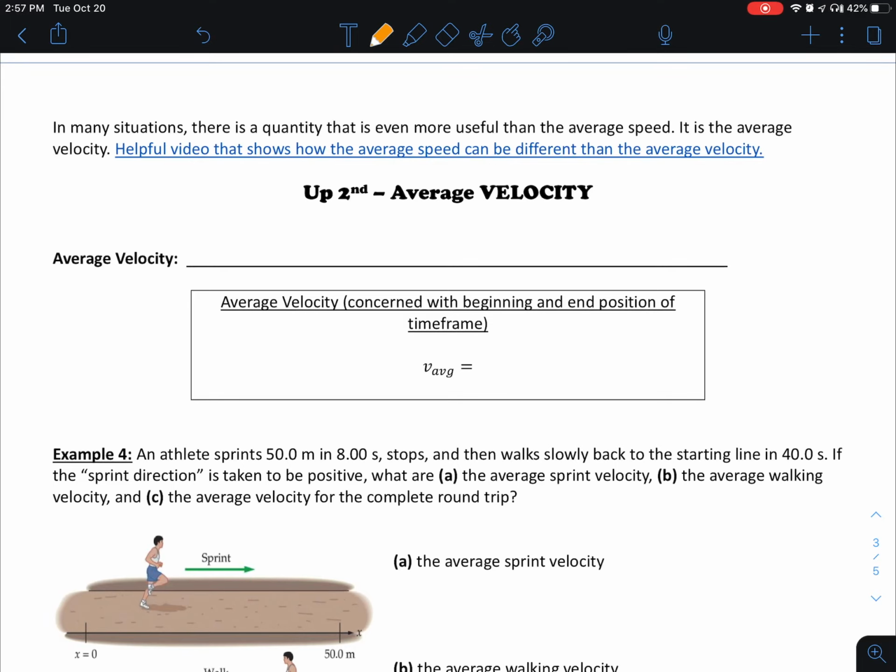So let's talk about average velocity. Average velocity is the ratio of the displacement to the change in time. The ratio, math students, you should be thinking fraction, of the displacement to the change in time.